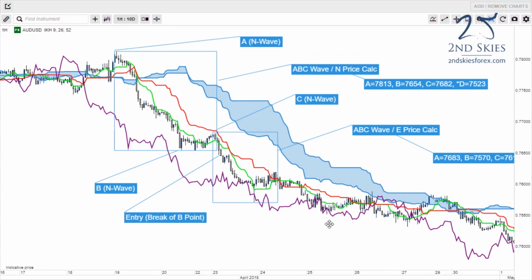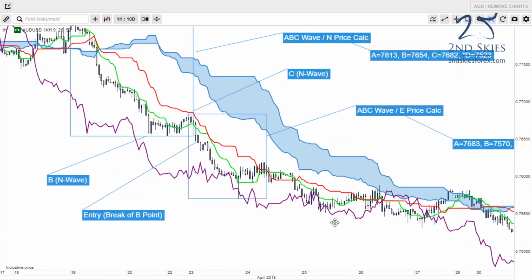And to make it easier for you, Aussie dollar gave a nice wave 1 setup of an E calculation shortly after. So this one right here, which is an A, B, C, and then a break of this. If you look at this pullback, this could be an N calculation. I'm leaning towards an E calculation. That could be debatable, but I'm really just showing you an E calculation so you have an idea of what it looks like.